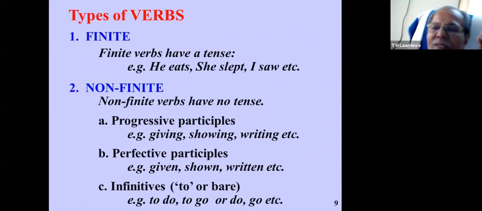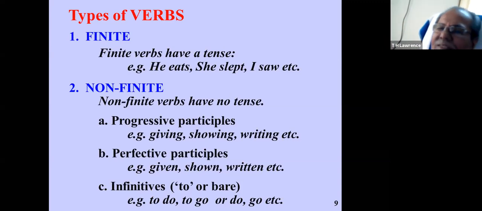Now see, again, we can classify verbs. We have already seen verbs classified as primary and secondary. Then we have seen transitive and intransitive. Now the third type of classification is finite and non-finite. What is finite? A finite verb is one which has a tense.